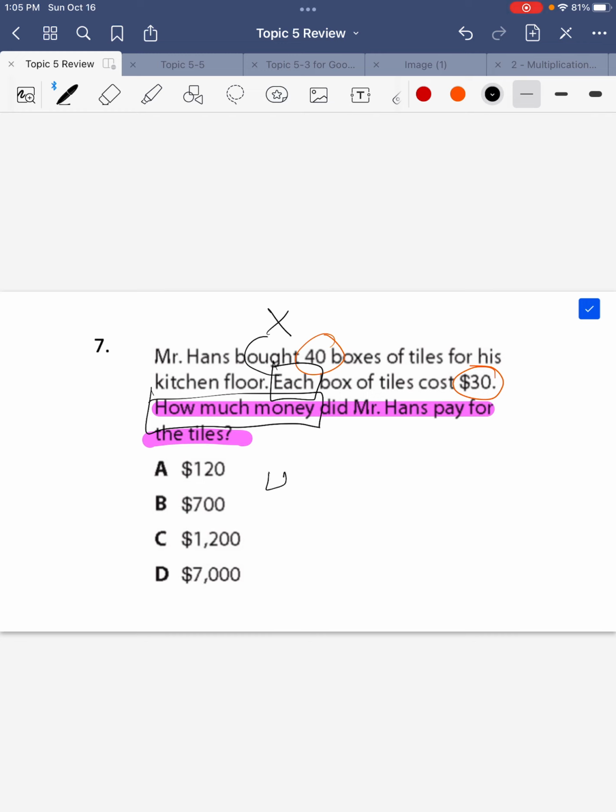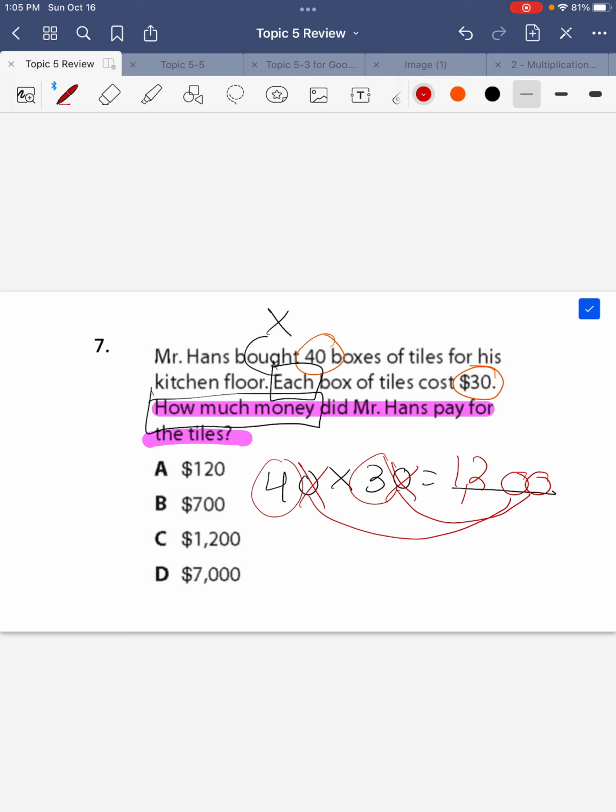So I'm going to multiply 40 times 30. Again, I have my x's, move them to the side. 1, 2, cross them out. And 4 times 3 is 12. So $1,200. That's how much money he paid.